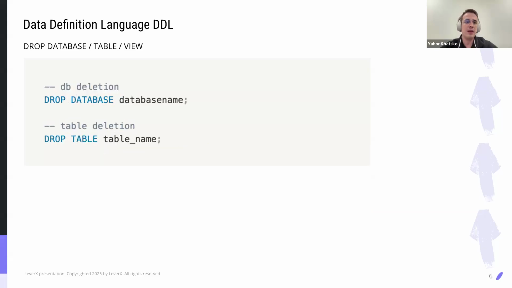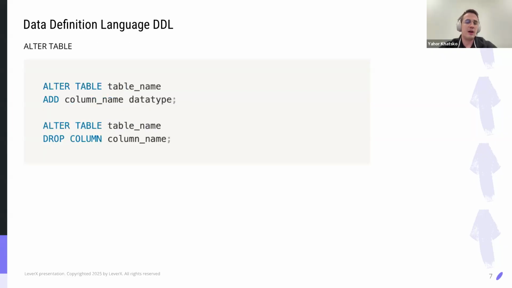In addition to the command that we've just discussed, you can also drop the database, table and view, so basically remove them. The command is pretty simple. For the database, you're saying drop database, and drop table with just the table name.